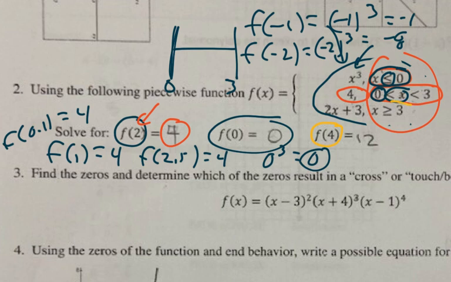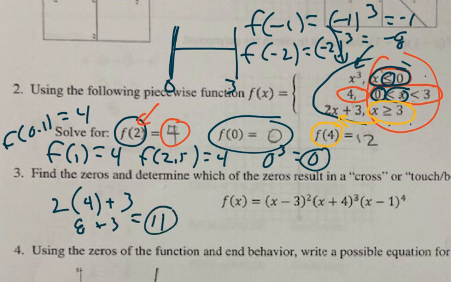All right, finally we have f of 4. Well, any value greater than or equal to 3, we plug in here. So let's see here. 2 times 4 plus 3. 8 plus 3 is 11, right? Yeah, if I plug in 4, 2 times 4 is 8 plus 3. So you made a little mistake there, so be careful about that.